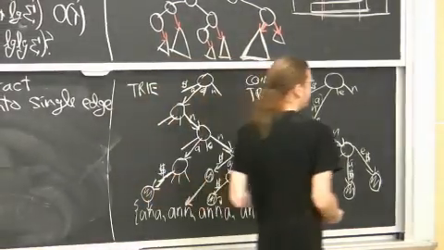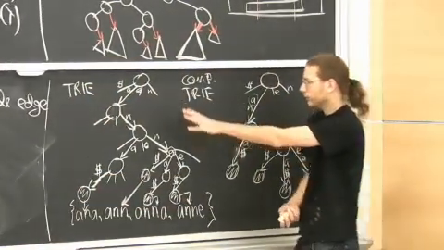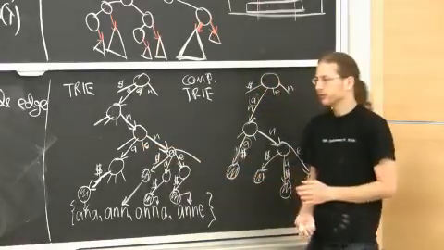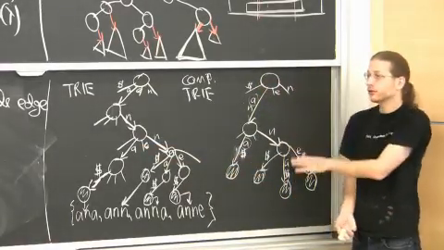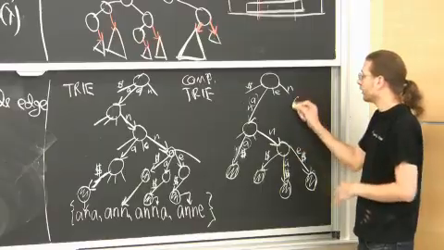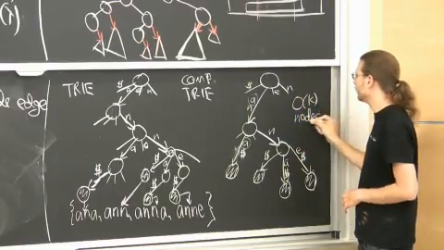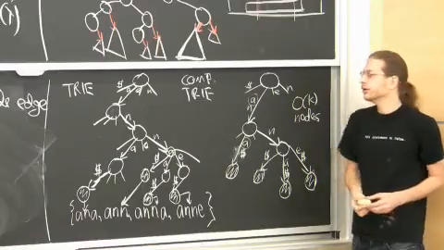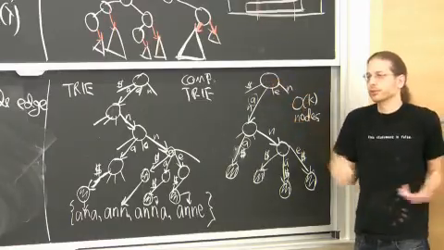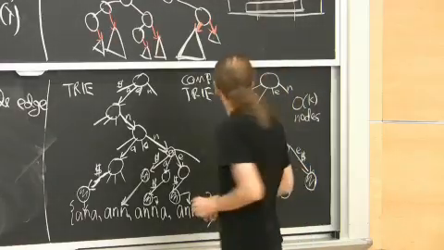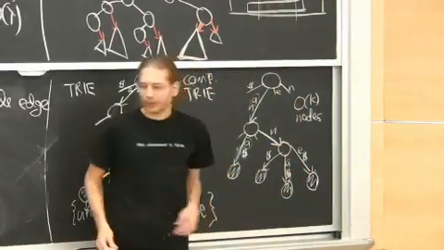The nice thing about the compressed trie is that the number of non-branching nodes was at most the number of leaves. Over here, the number of internal nodes is at most the number of leaves. So this structure has order k nodes in total, because we got rid of all the non-branching nodes. I guess except the root. The root might not be branching, but we've got a big O there to cover us.